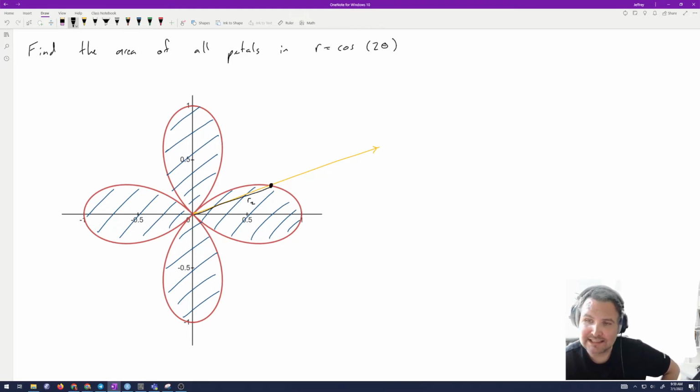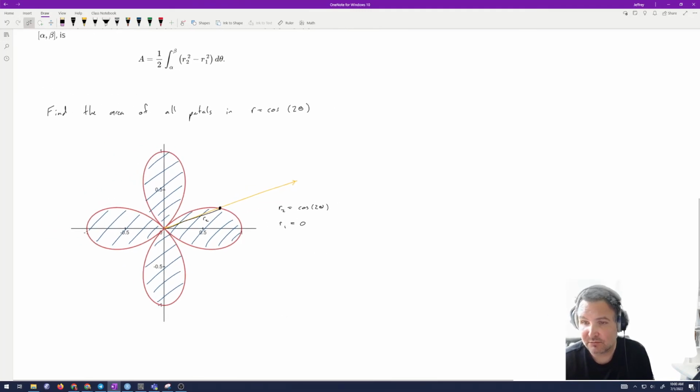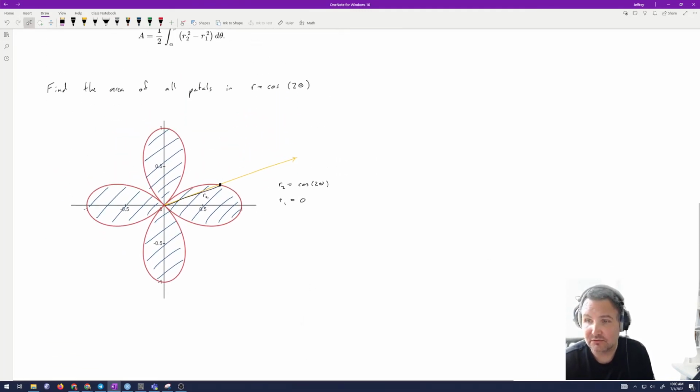But there is no inside r. R1 is equal to 0. So in this case, r2 is the outside function, which is defined as cosine 2 theta, and the inside function is just 0. So when you have some polar petals, you maybe have a bit that's on the outside, but then it stops. So you would have a positive r1, which would also be a function of theta, but not in this case. So in this case, we just write the integral.